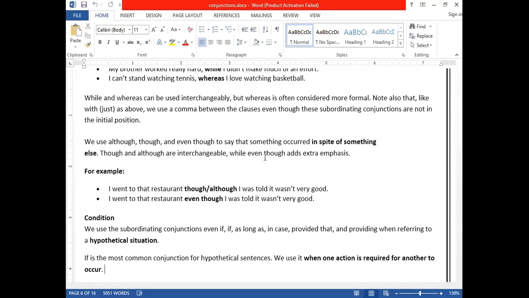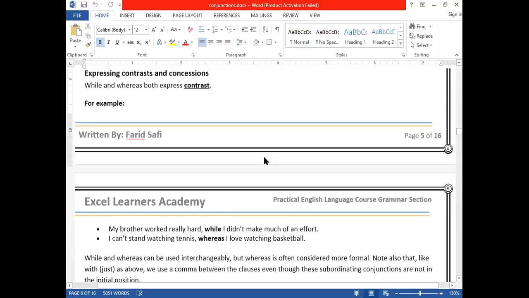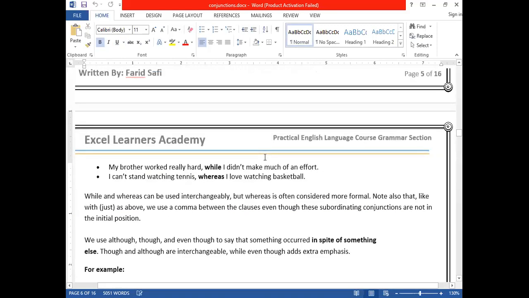While and whereas can be used interchangeably, but whereas is often considered more formal. Which one is more formal? Whereas. Note also that like with just as above, we can use a comma, clear, before the clauses, even though these subordinating conjunctions are not in initial position. Can you people see here? With the rest of the conjunctions, we don't use a comma before that. But with while and whereas, we put a comma.